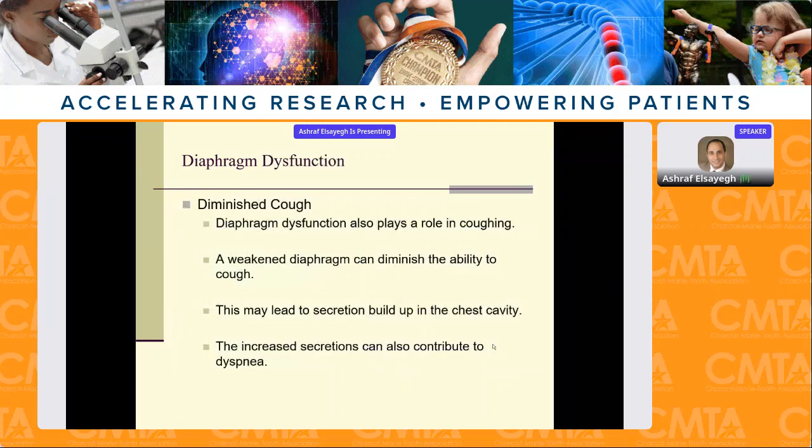All right, next. The diaphragm also plays a role in coughing. Sometimes patients with weakened diaphragms have a weakened cough. What happens with this is we can't clear the secretions in our lungs, and that leads to mucus plugging, which can cause pneumonia. Again, I'm giving this talk to everyone, but not every single slide applies to every patient.